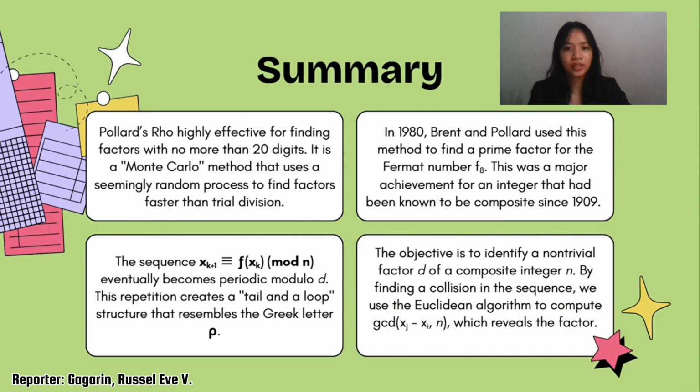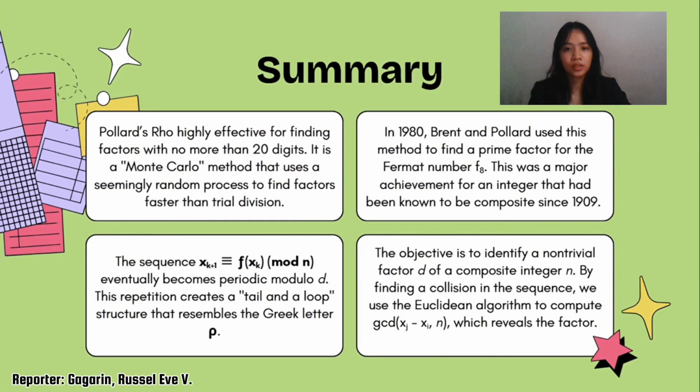The logic behind the name comes from the structure of the sequence. As numbers repeat, they form a tail and a loop, creating that signature rho shape you see on the slide. This behavior helps us trap the factor within a cycle. In 1980, it made history by successfully factoring the Fermat number F sub 8, since F sub 8 was known to be composite back in 1909, yet it was unfactored until this method was used.